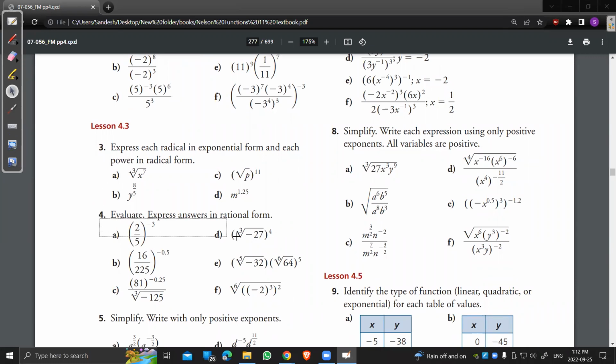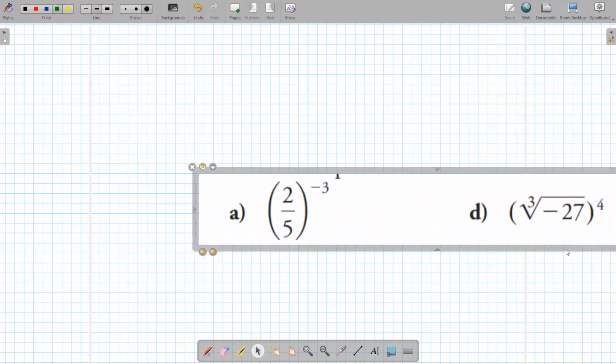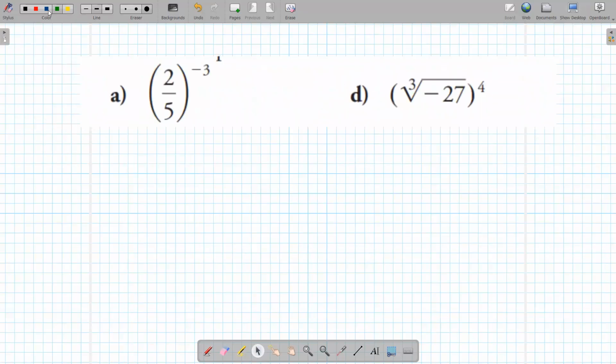Let's do these guys. Again, to be honest, I don't think it's that hard. The math is very simple. Like here, this one, we're going to use the special rule for negative exponents. If you have a fraction to a negative exponent, what you do is you turn it upside down. The exponent becomes positive, right?